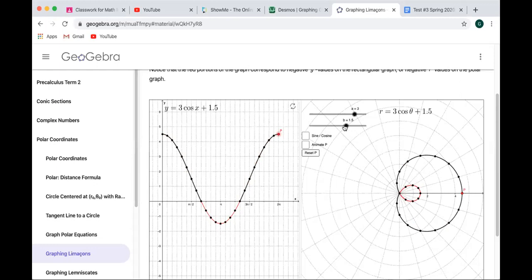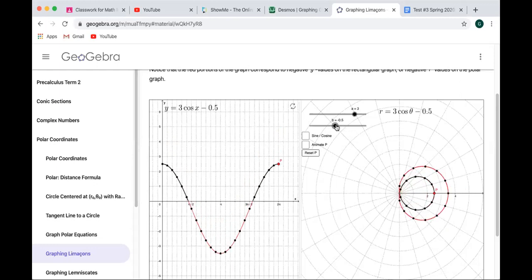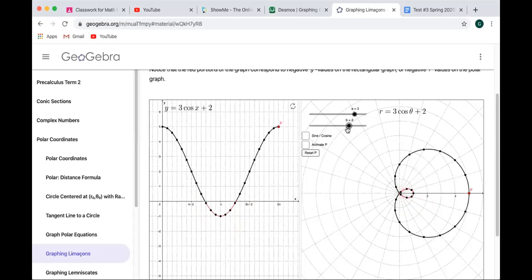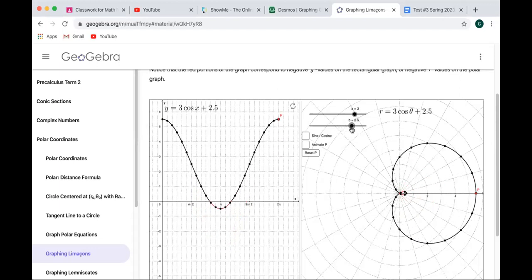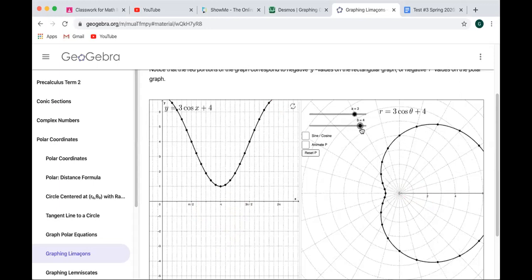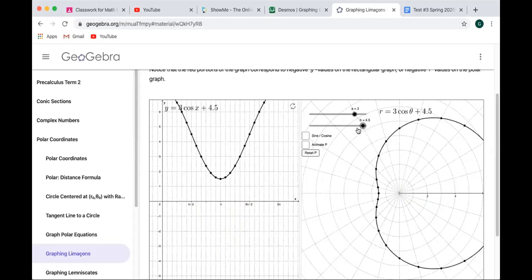And then you can mess around with changing the B value. B becomes 0. It becomes a circle again, two circles really. The inner loop's the same size. Here the inner loop is smaller. And when I get here, it turns into a cardioid that's sideways. And then it becomes dimpled Limaçon.